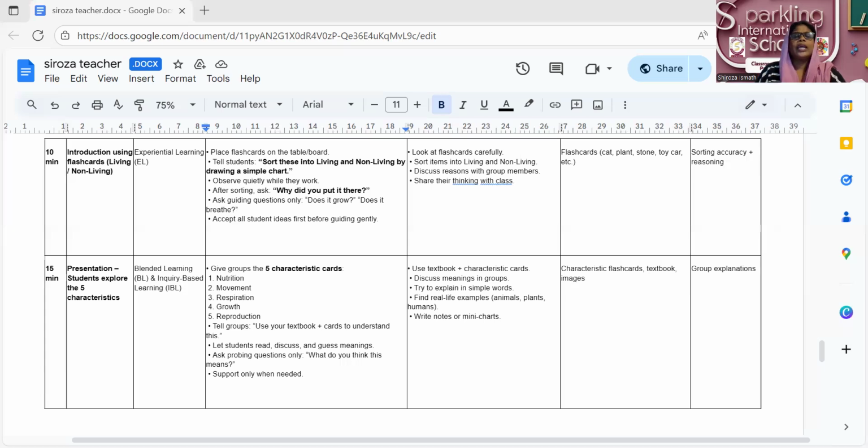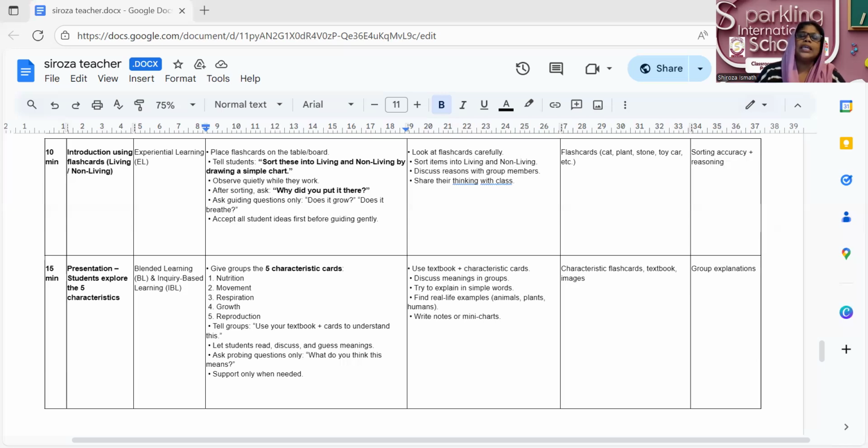The student role is to use the textbooks and the flashcards and discuss the meaning of each characteristic as a group. They explain the answers in simple words, find real life examples from plants, animals, and humans, and write a mini chart in their notebook. The teacher's aids are flashcards, science textbooks, and pictures if available.